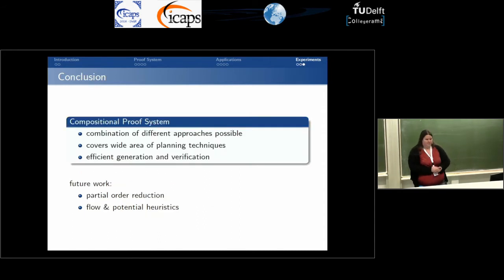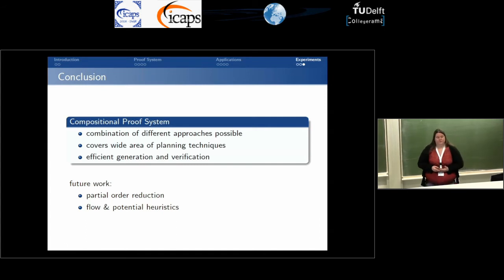So to wrap up, we introduced a compositional proof system which allows now, in contrast to the old system, to combine different approaches of planning. It covers a wide area of planning techniques, and we can both efficiently generate and verify proofs with this new proof system.